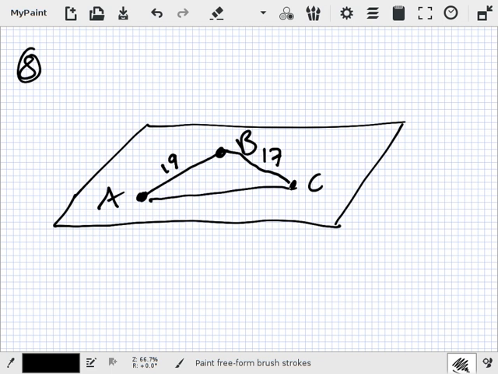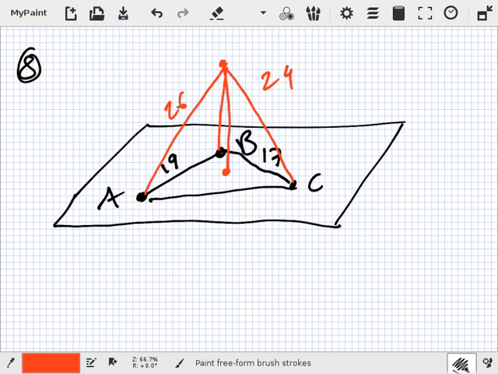Each of them has a 26-meter rope, and they're holding the helicopter in place. And the helicopter is 24 meters above the ground. So up here, a distance of 24 meters from the ground is the helicopter. And each of them has a rope of 26 length, holding the helicopter in place.